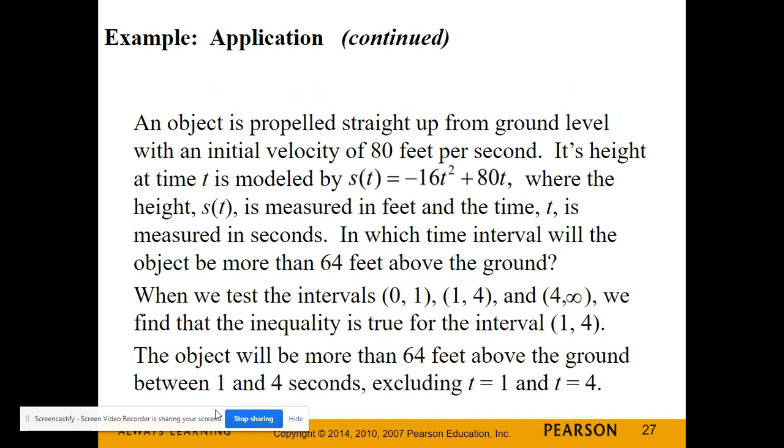So again, we have the three intervals, and we choose test points in between, right? When we find test points for each interval, you find that the inequality is true between 1 and 4. So that means the object will be more than 64 feet above the ground between 1 second and 4 seconds. All right, and that's it.